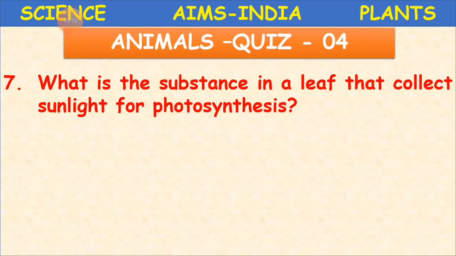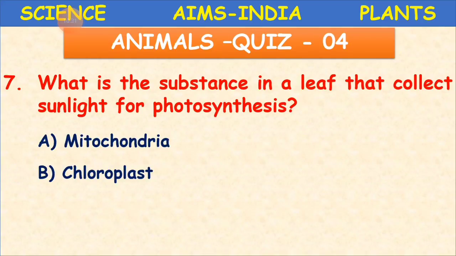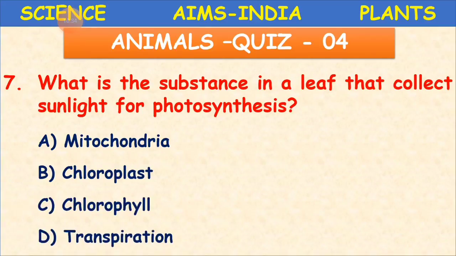What is the substance in a leaf that collects sunlight for photosynthesis? A option is mitochondria, B is chloroplast, C is chlorophyll and D is transpiration. Which is the correct answer, children? Any guesses? Yes, it is chlorophyll. This is going to collect sunlight for photosynthesis. Okay. Next question.